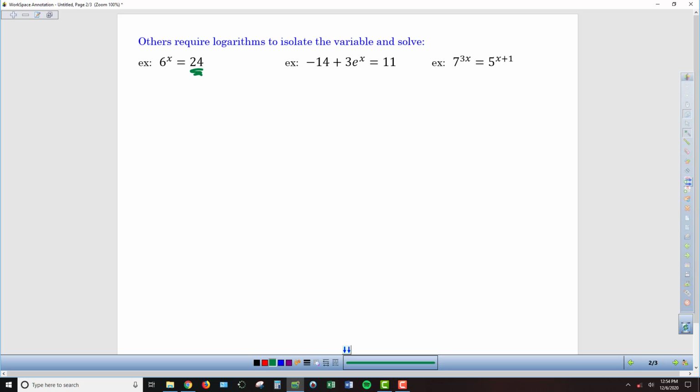So the only way we're going to be able to get the x out of the exponent so that we can figure out what x is, is to solve using logarithms.